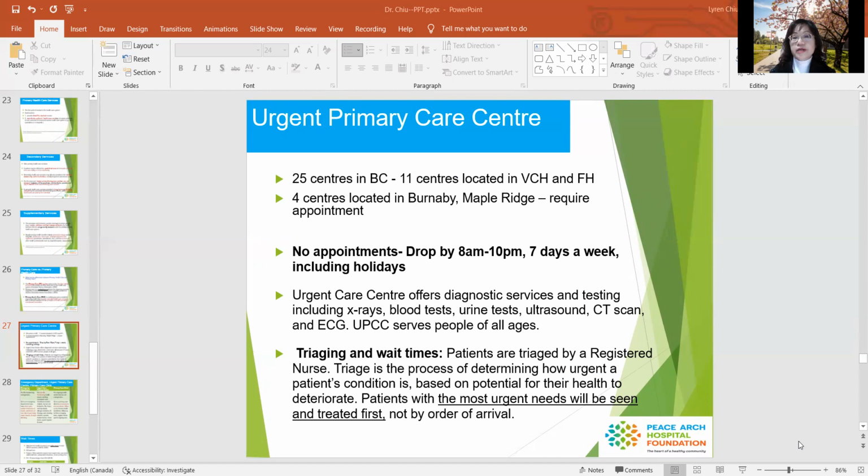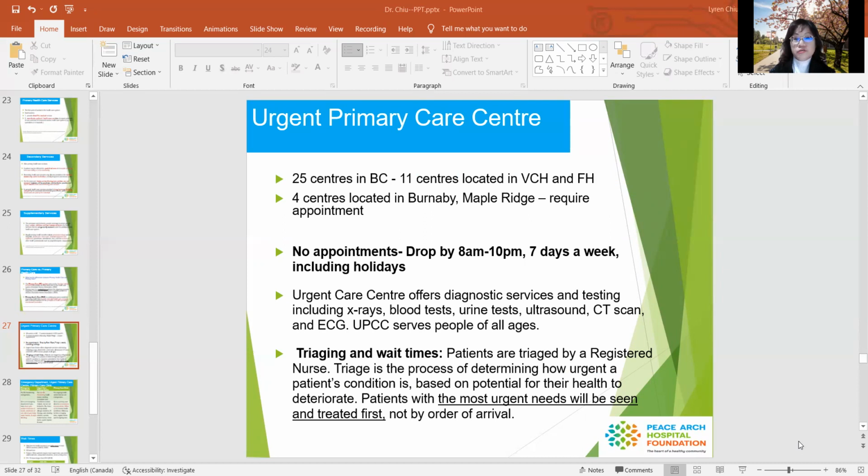These centers don't require appointments. Generally speaking, you don't need an appointment. You can just drop by, and they usually open from 8 to 10 p.m., 7 days a week, including holidays. Urgent care centers offer diagnostic services and testing, including X-rays, blood tests, urine tests, ultrasound, CT scan, and ECG. UPCC serves people of all ages.